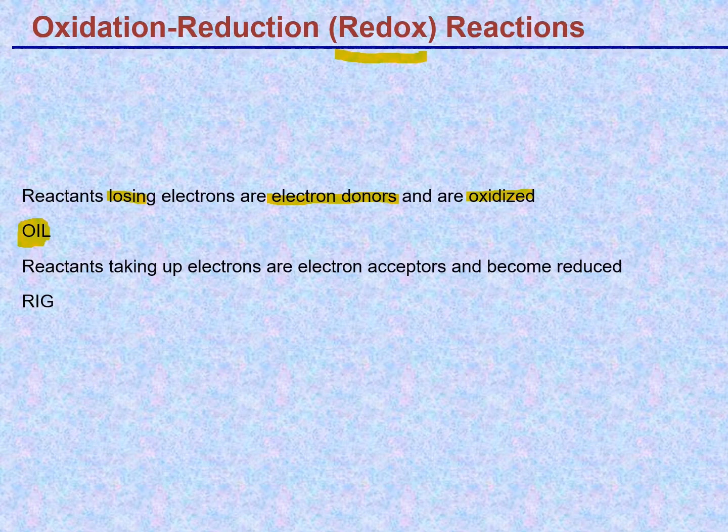If you're looking at an oxidation reduction reaction, or redox reaction, and the molecules are taking up electrons, or they're acting as electron acceptors, then they're becoming reduced. Okay, and reduction is a gain of electrons. So, as a way of remembering, oxidation is a loss, and reduction is a gain of electrons. Oxidation is a loss, reduction is a gain. Oil rig.